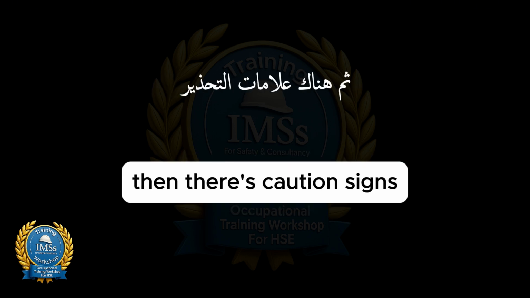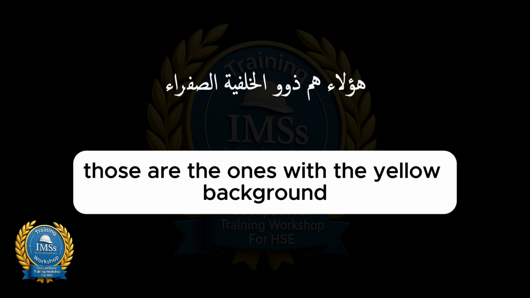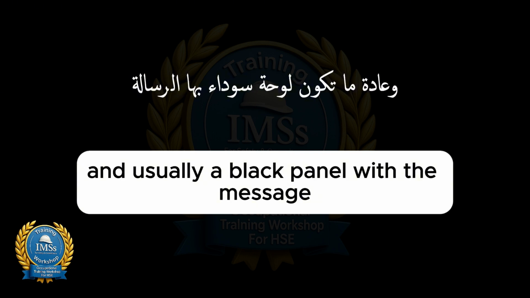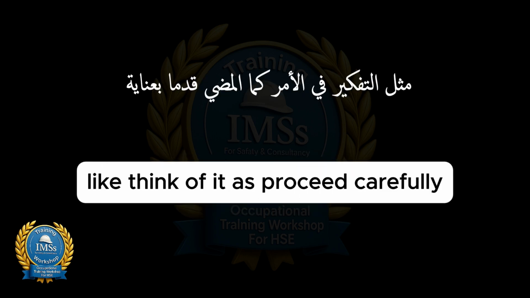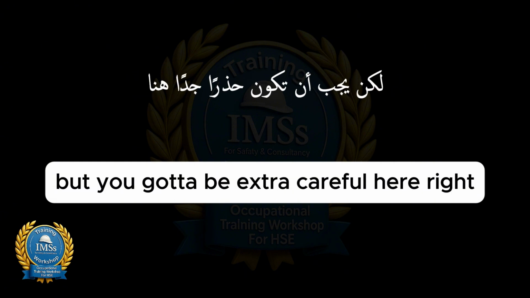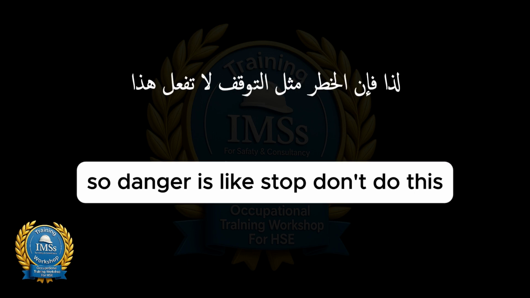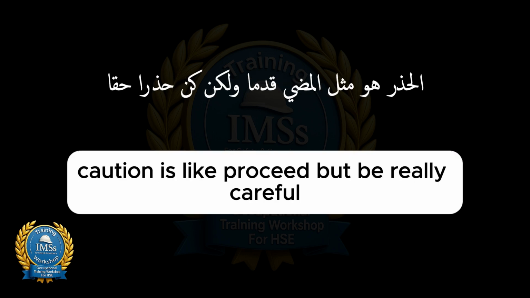Then there's caution signs. Those are the ones with the yellow background and usually a black panel with the message. Yeah, I see those a lot. Those are for potential hazards or maybe unsafe practices. Think of it as proceed carefully, but you've got to be extra careful here. Right. Okay, so danger is like stop, don't do this. Caution is like proceed, but be really careful.